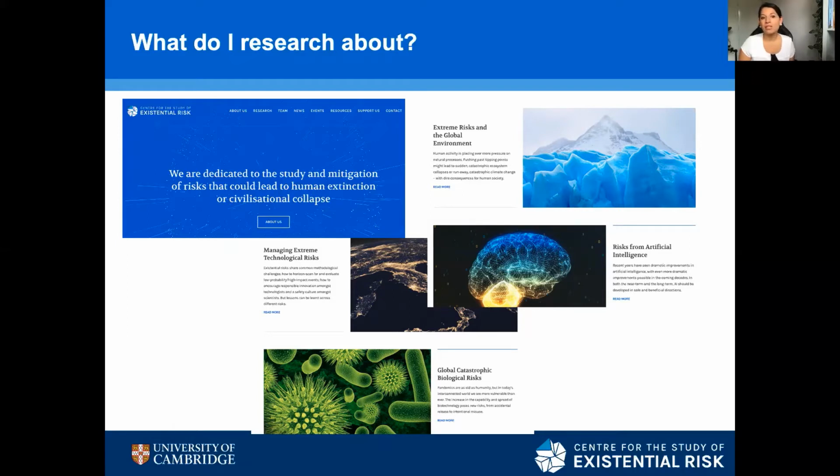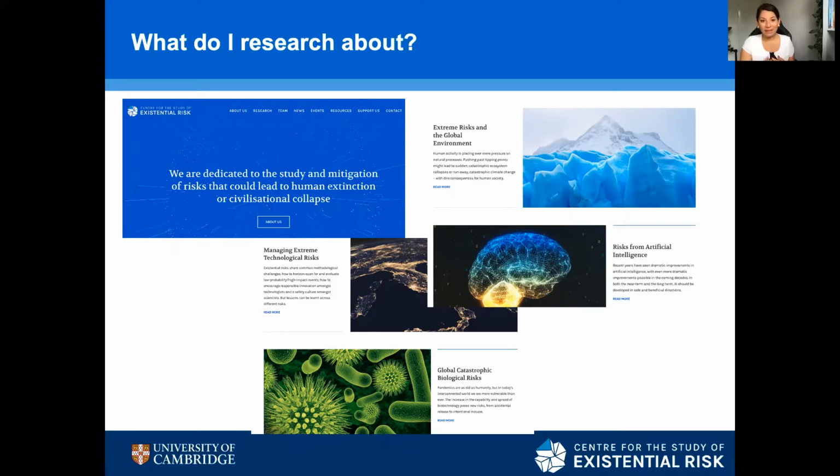One of them is managing extreme technological risk. Another one is how we think about and prepare for global catastrophic risks associated with biological risks, such as bioweapons, for example. And also risks coming from the global environment and from the misuse of artificial intelligence. As you can see, these are types of events that have not happened yet. So it's very difficult sometimes to do research about something that is in the future. So for that, we use Foresight.